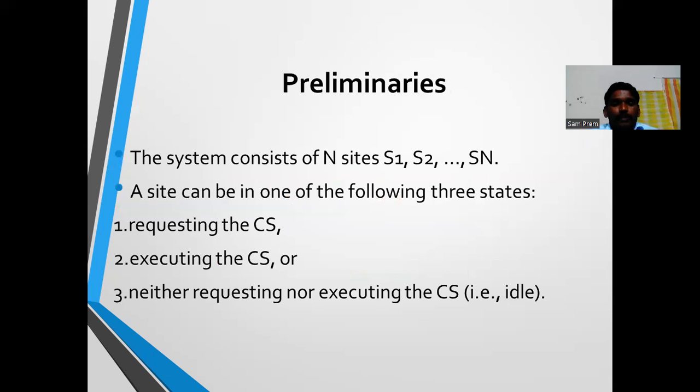So in that we have preliminaries. A system consists of n sites: S1, S2, up to Sn. A site can be in one of the following three states. The site may be requesting the critical section, executing the critical section, or neither requesting nor executing the critical section, that is, idle. That's neither requesting nor executing the critical section.